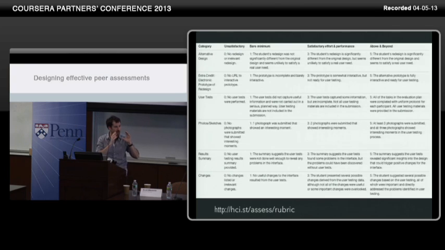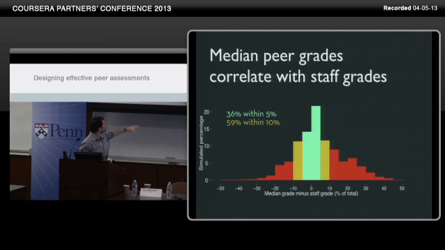You need to have it be assignment-specific. And also, you'll need to update those over time. The good news is that it works really darn well. So in our case, we're finding that about 60% of students are receiving a grade that is within 10% of what the staff grade would have been for that assignment.